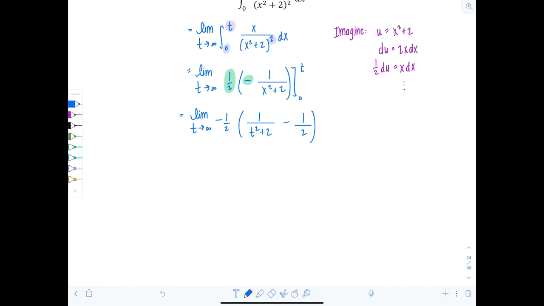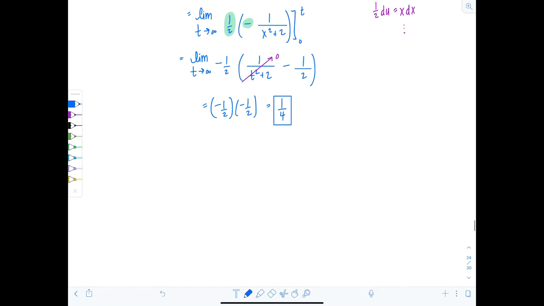Okay, now we can take the limit. So t is approaching infinity. That means 1 over t squared plus 2 is going to go to 0. And the other terms are just constants. So all I'm left with now is negative 1/2 times another negative 1/2, which is equal to positive 1/4. Wow, wow, wow. So this is a finite number. This limit exists as a finite number. So this is a convergent integral.